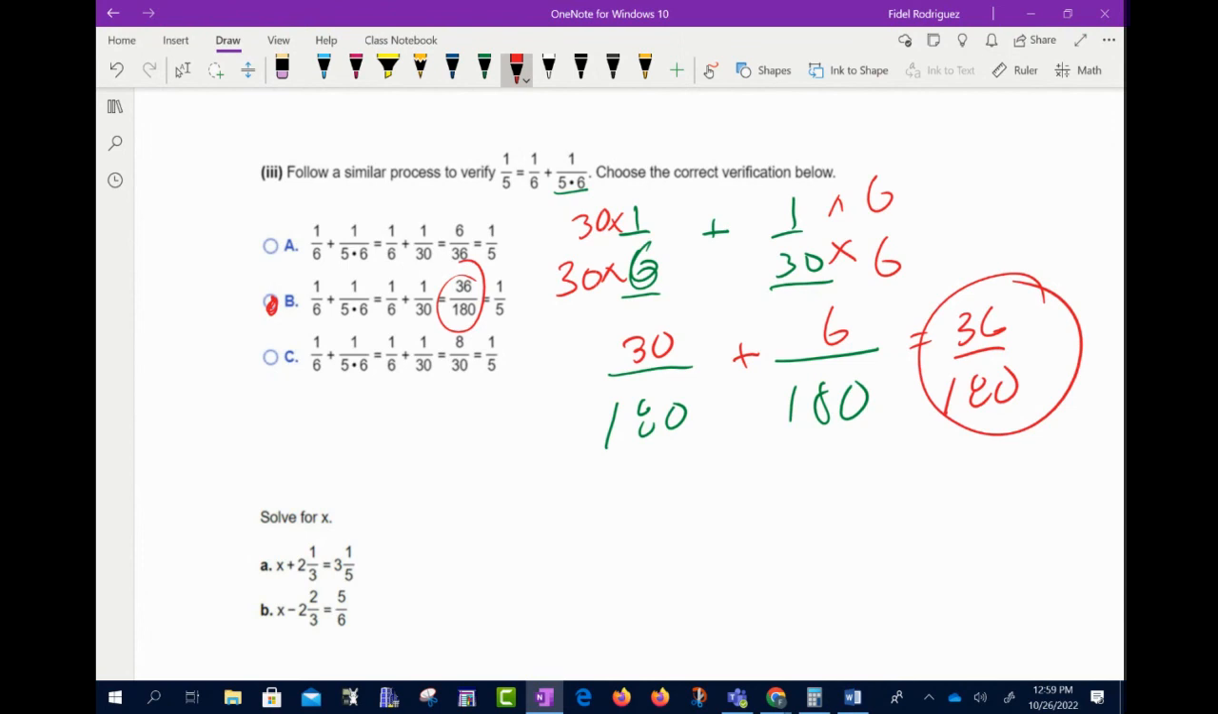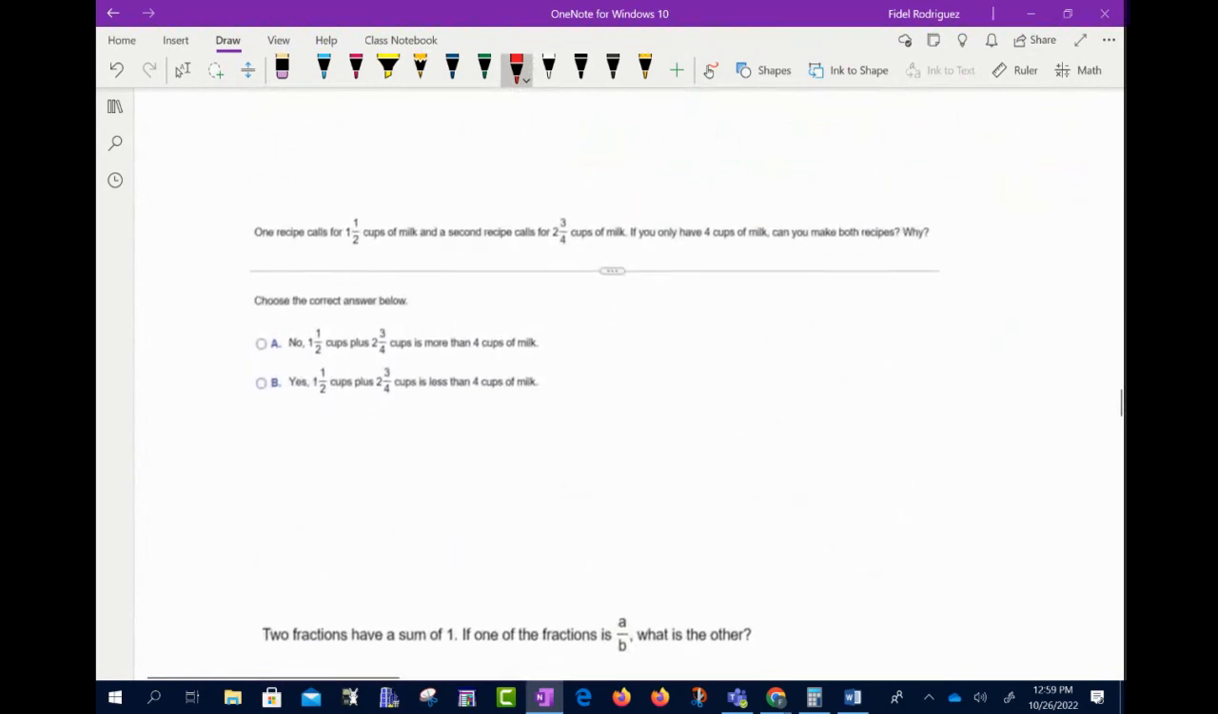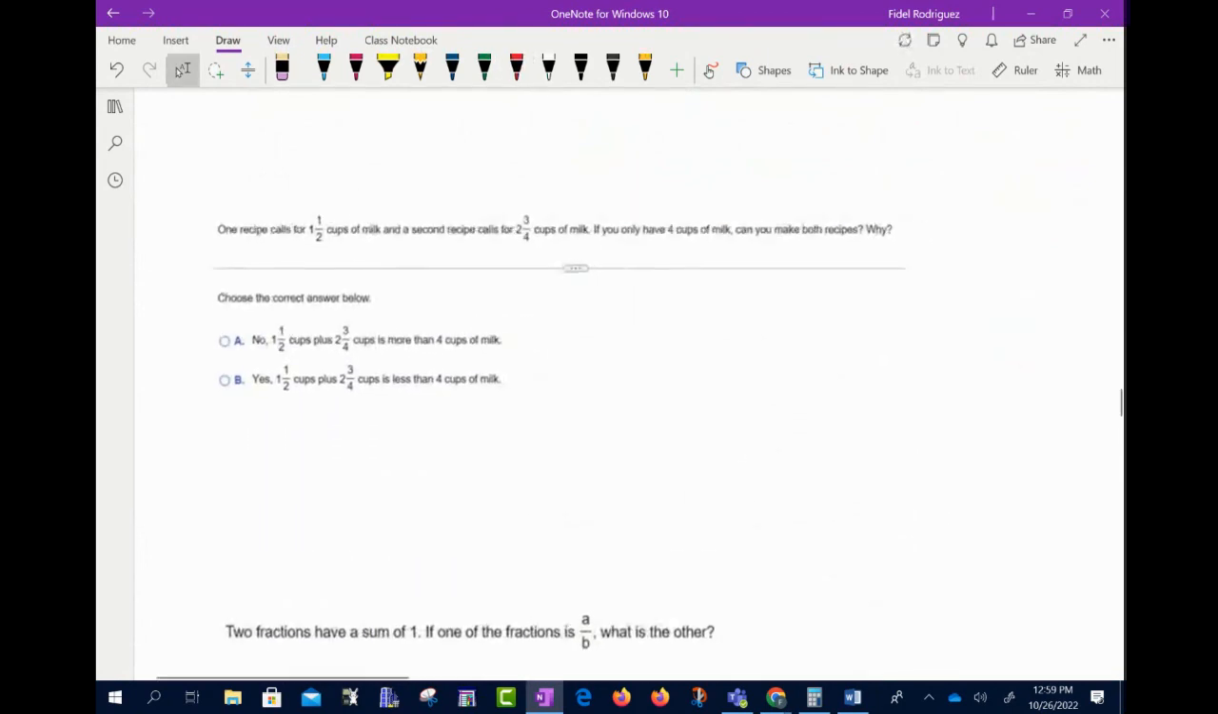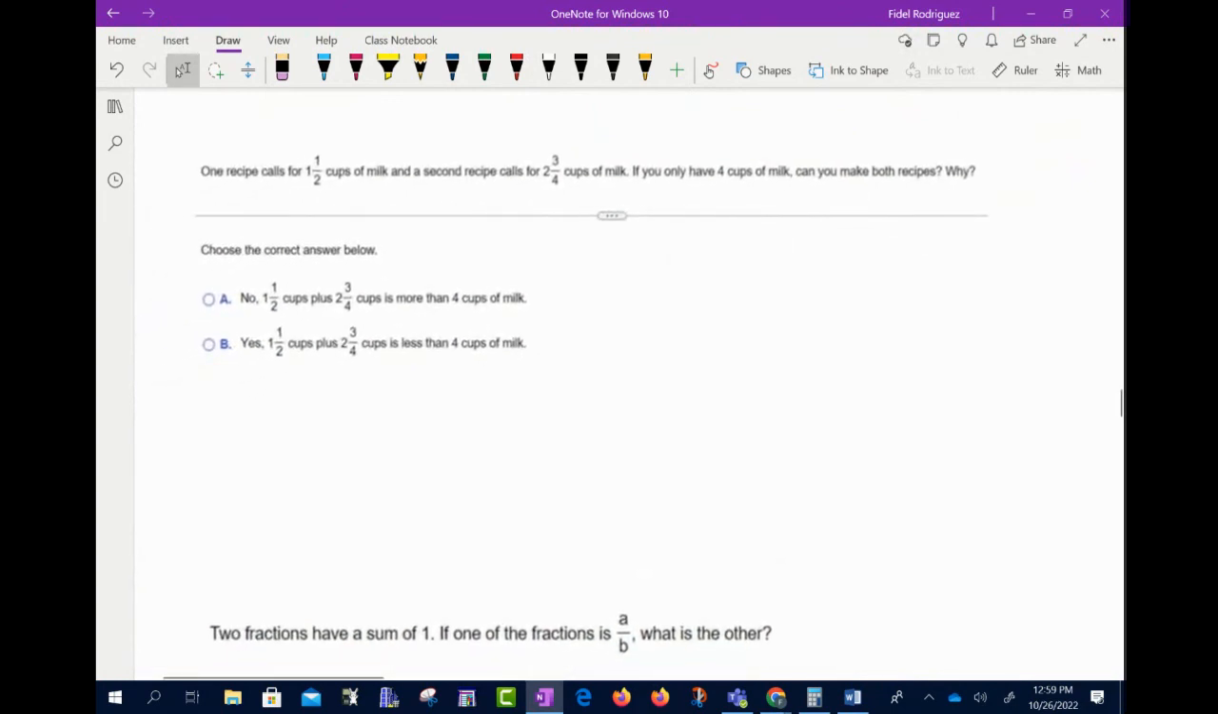All right, guys, I'm going to come back and do this solve for x one in a minute. I want to do these next two problems first, and then we'll come back and do that one over there, okay? So looking at this problem here, y'all, it says one recipe calls for 1.5 cups of milk, and a second one calls for 2 3/4 cups of milk. If we only have 4 cups of milk, can we make both recipes?